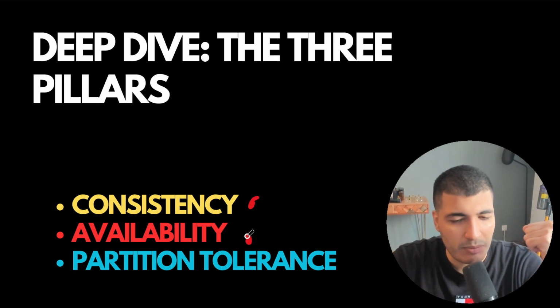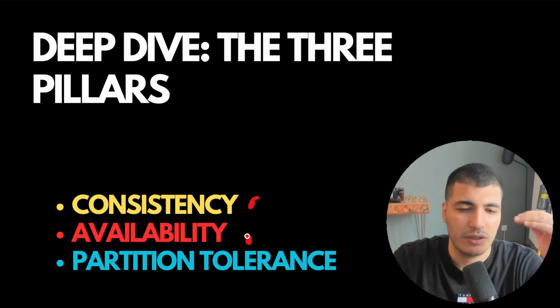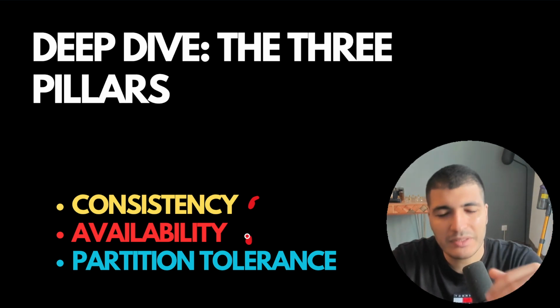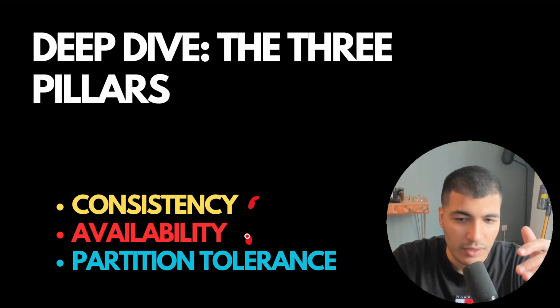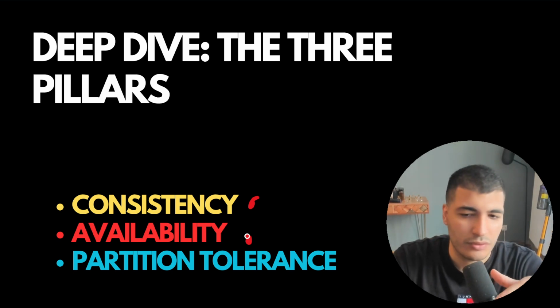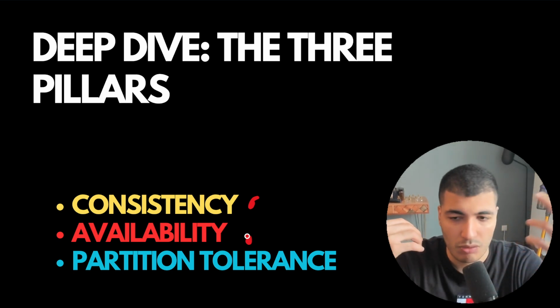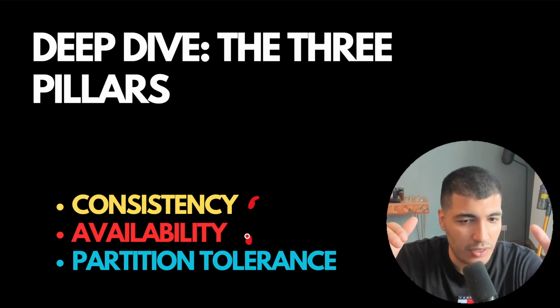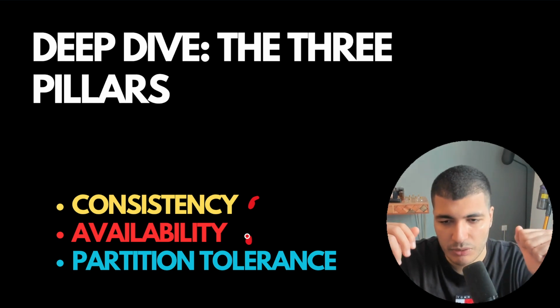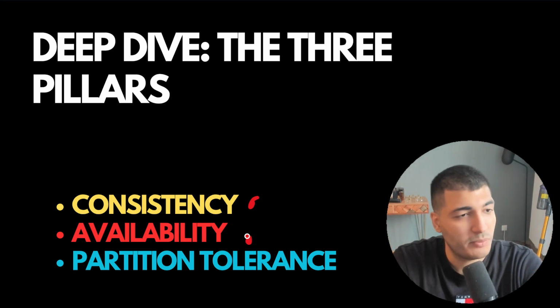Okay, what is availability? Availability ensures that every request gets a response, even during issues. Data may be stale, but you get a response anyway, and you will not face any error. An example for that might be using a social media application.